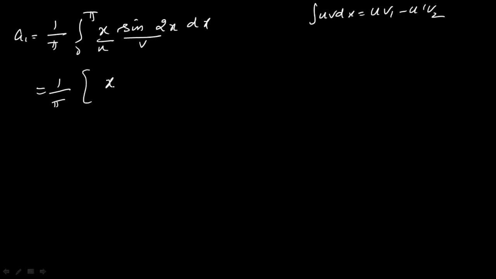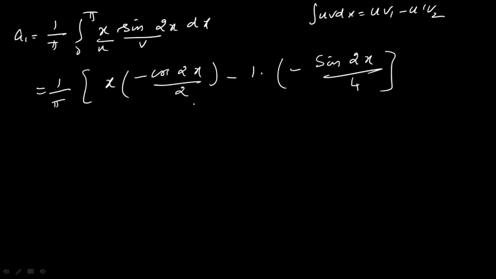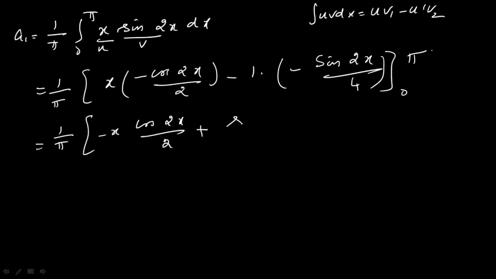So u is x. v1 is nothing but integrating sine 2x, you get minus cos 2x divided by 2, minus u dash, which is nothing but differentiating x, you get 1. v2 is nothing but minus of sine 2x divided by 4. Already you have 2, so here you have sine 2x divided by 2, that becomes sine 2x divided by 4. That's the limit from 0 to pi. Now let me simplify and then substitute the limit. So minus x cos 2x divided by 2 plus sine 2x divided by 4 with the limit from 0 to pi.